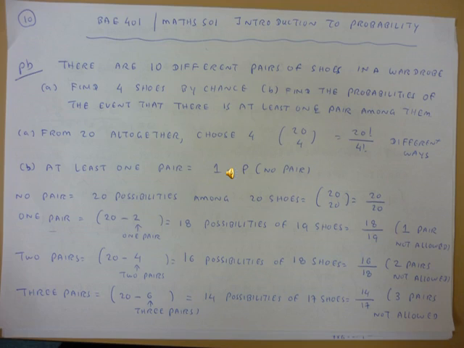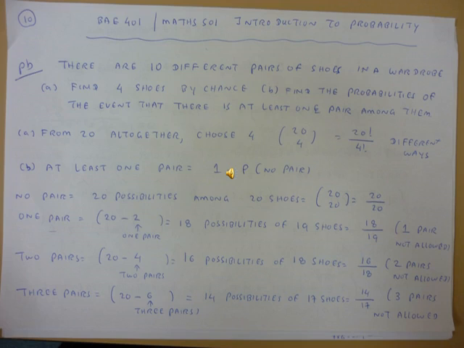And part B is at least one pair. So you have to take out at least one pair. So there will be written the equation. The equation will be 1 minus the probability of no pair. So the probability to get the one pair is equal to 1 minus the probability to have this no pair. So this is for the equation.